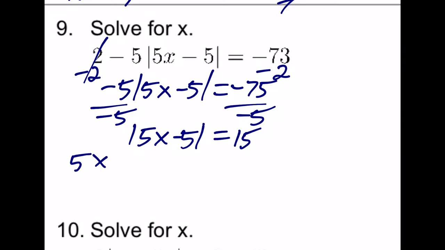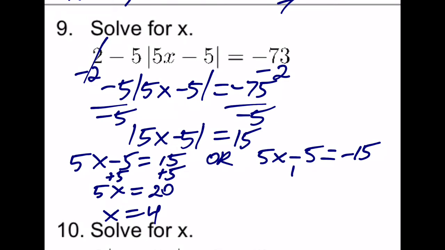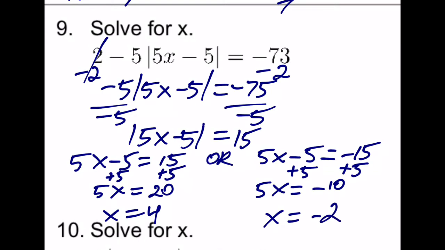So we have 5x minus 5 is 15, or 5x minus 5 is a negative 15. If we add 5, 5x is equal to 20. When we divide by 5, x is 4. On this side, we have 5x equals negative 10. When we divide by 5, we get x equals negative 2.